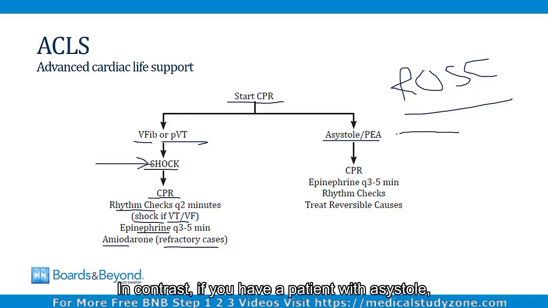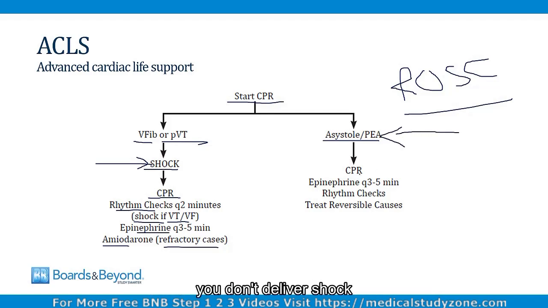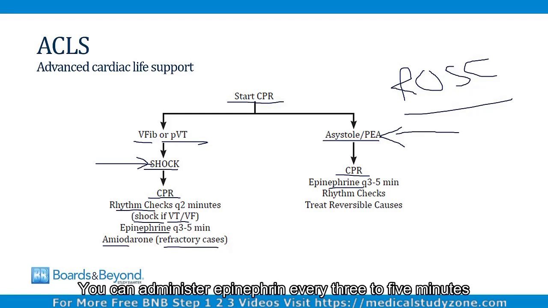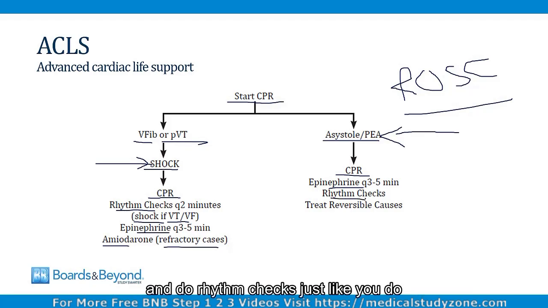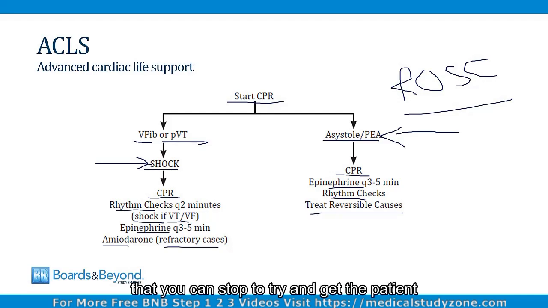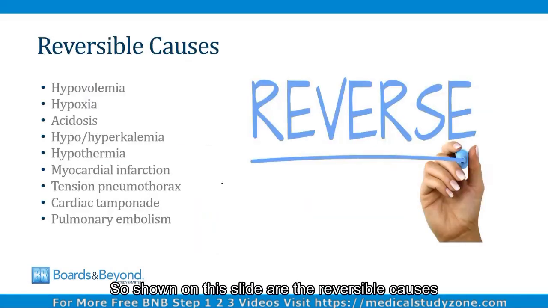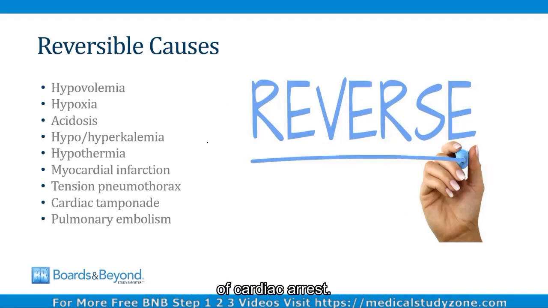In contrast, if you have a patient with asystole, you don't deliver a shock, as we already said. You continue CPR, you can administer epinephrine every 3 to 5 minutes and do rhythm checks just like you do in patients with VFib or VT. And then beyond these things, the mainstay of treating asystole or PEA is to try and identify a reversible cause that you can stop to try and get the patient to have a return of spontaneous circulation. So shown on this slide are the reversible causes of cardiac arrest.